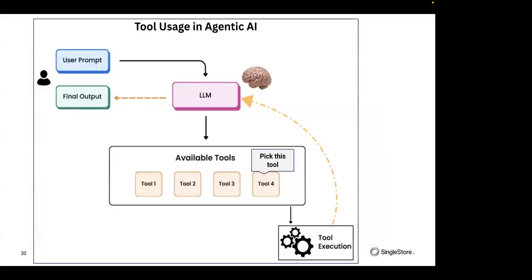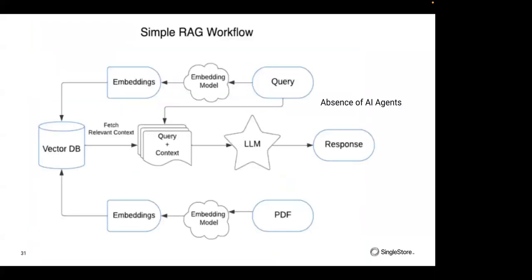And this is the tool usage in agentic AI. The user prompt comes in and the user asks, hey, I want to know what the weather is in Mumbai. The LLM picks the right tool from the available tool set. It will pick the weather tool and the tool execution happens. Then again it goes to the LLM to give the response in natural language, and finally the output will be produced.